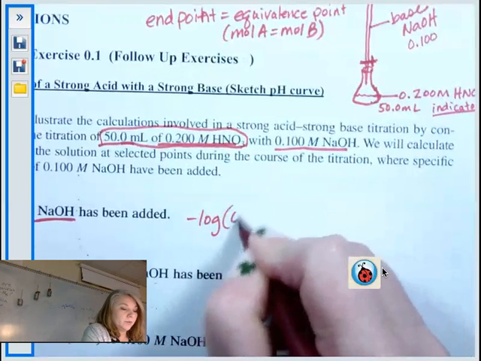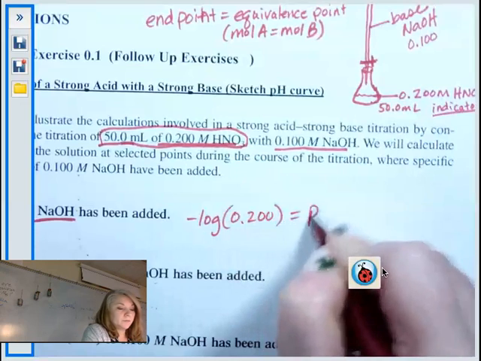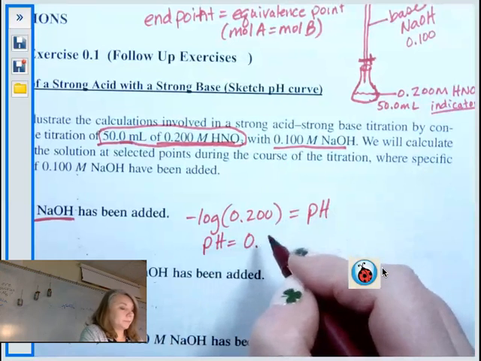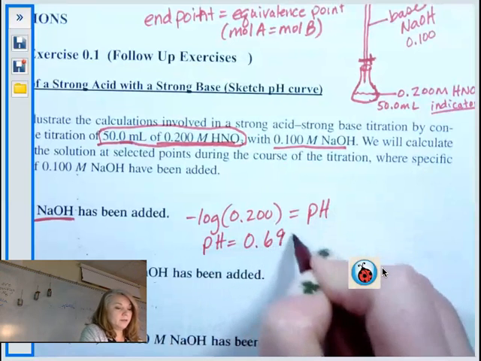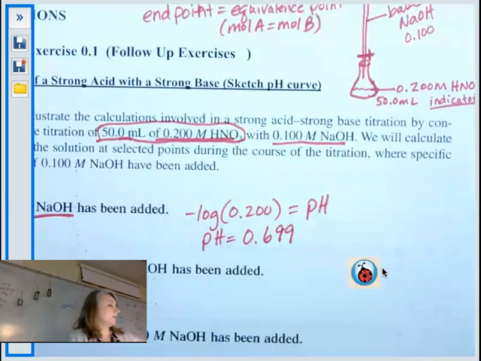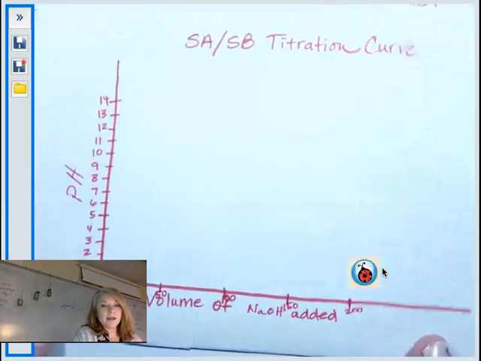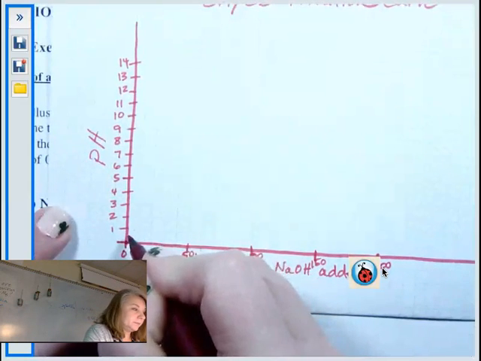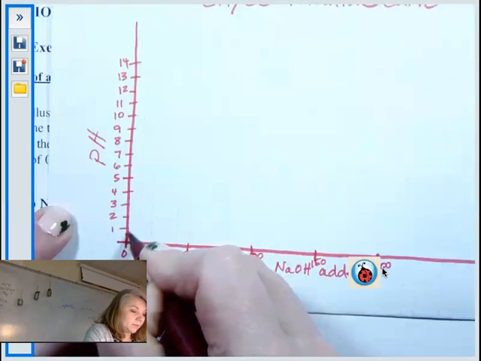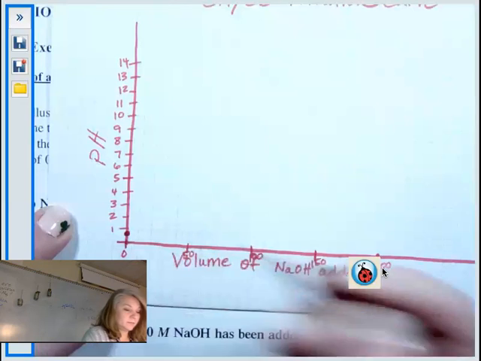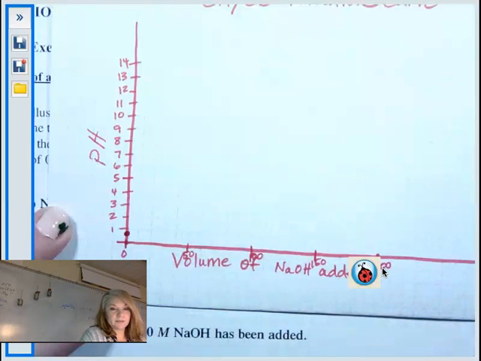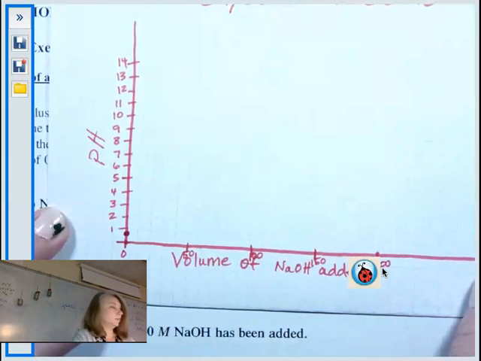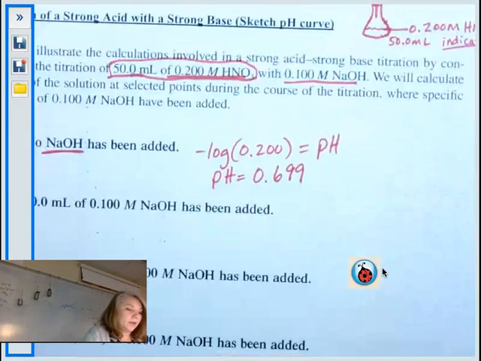And so 0.200, 0.6989, 699. Close enough to call it 0.7, I guess. Okay, so on our curve, at 0 added, then our pH is approximately 0.7. Okay, so I'm about right in here, I guess. Close enough. Okay, one done.